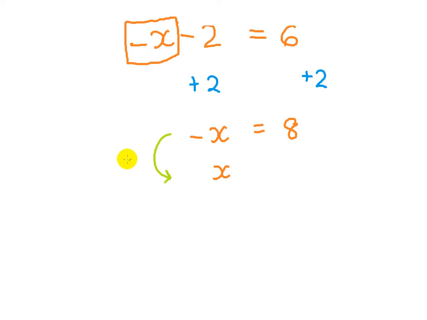We multiply with x. Sorry, multiply with negative. So here, I also need to multiply with negative. So when I do that, negative times negative will give me x. Alright, negative x times negative will give me x. So 8 times negative sign, press on the calculator, will give you negative 8.